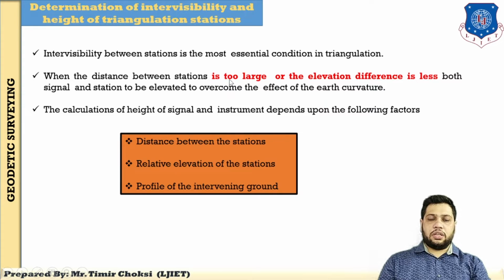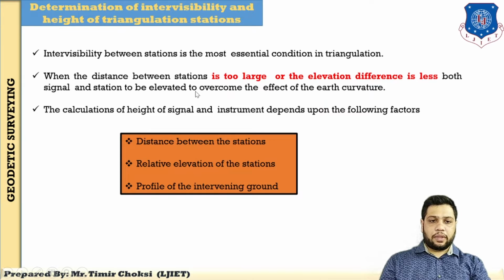When the distance between stations is too large or the elevation difference is less, both the signal and the station have to be elevated to overcome the effect of the earth's curvature. So the calculation of the height of the signal and instrument depends upon the following three factors. The first major factor is the distance between the stations, the second is the relative elevation of the stations, and the third is the profile of the intervening ground.